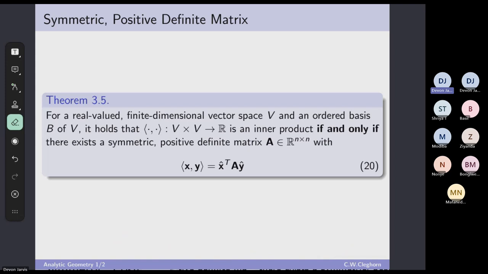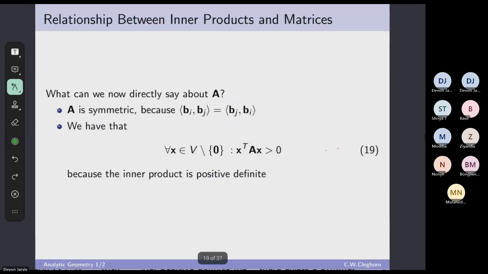All right, so that's the general notion of an inner product. And what we care about is that it can be represented in terms of matrix multiplication, where the matrix has an important meaning coming from your basis. Cool. And then A is going to be symmetric, positive definite.